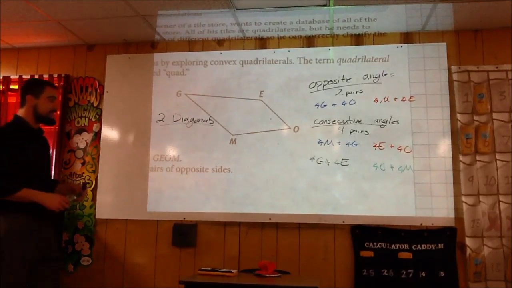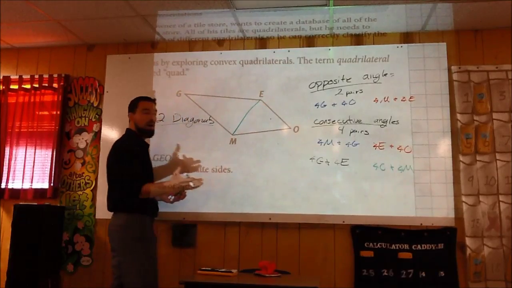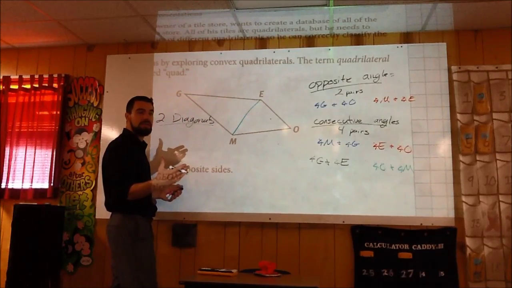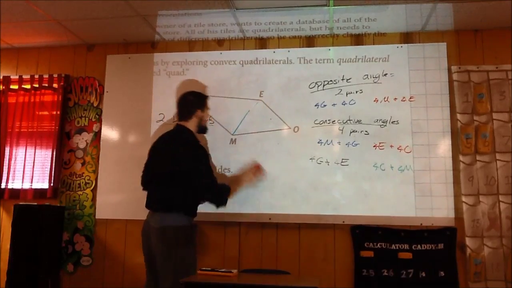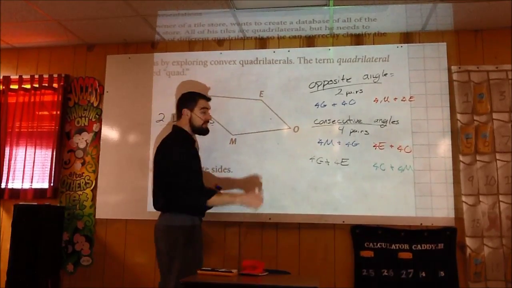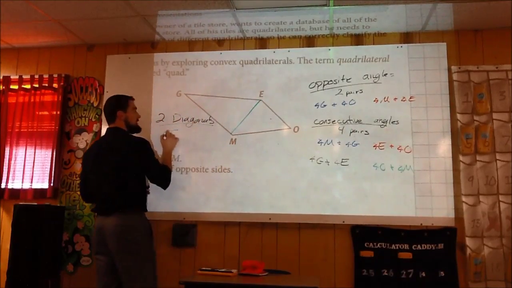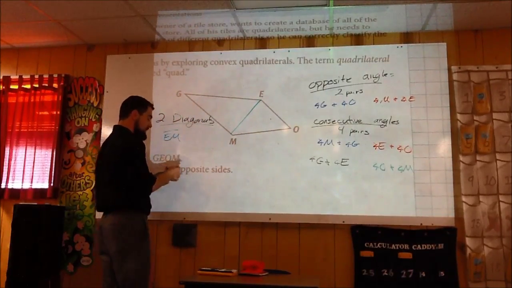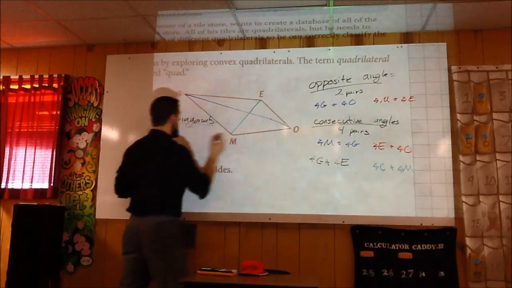Those are called auxiliary segments. So I'm not changing the shape at all. I'm just adding in a new segment. And I know that between any 2 points, there exists a line or a part of a line, so a segment. So I've got segment EM, and then my other diagonal in this quadrilateral would be segment GO.